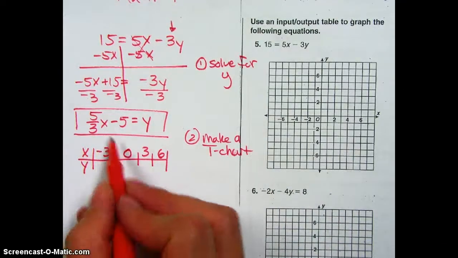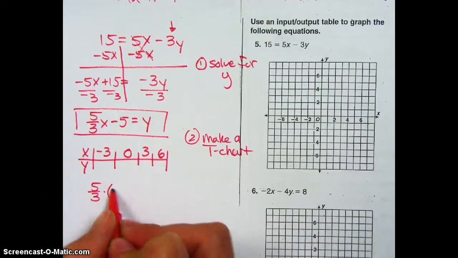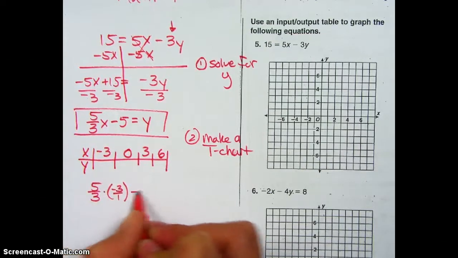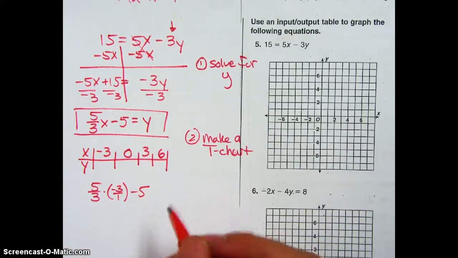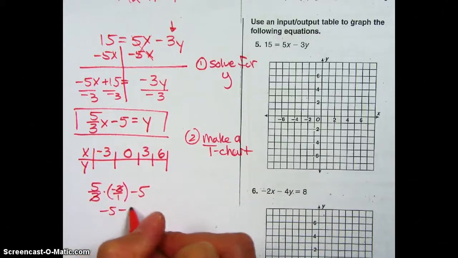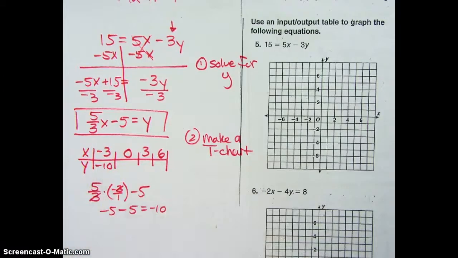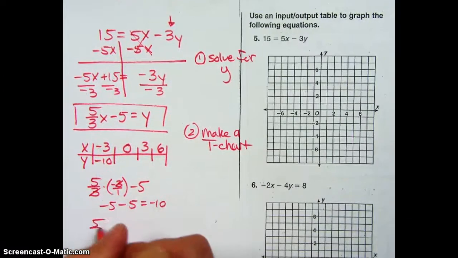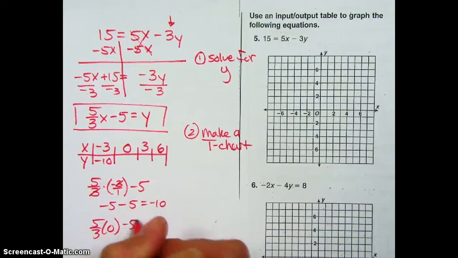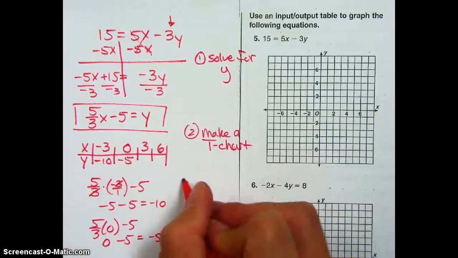Okay, so here I go. Negative 3: 5 over 3 times negative 3 over 1 minus 5. If you're comfortable with cross-canceling, you will notice that this is going to turn into negative 5 minus 5, which is negative 10. There's my first answer. Go to the next one. 5/3 times 0 minus 5. Well, that's just 0 minus 5, which is negative 5. There's my answer.